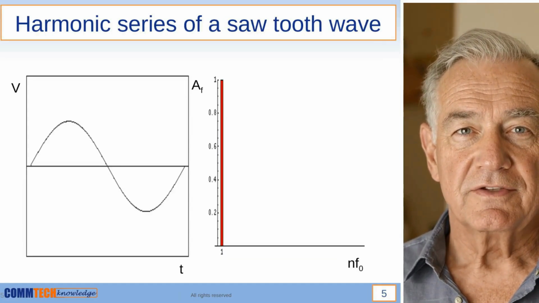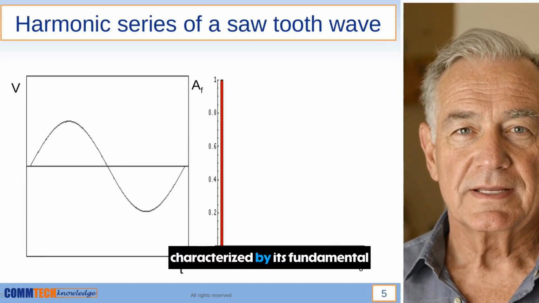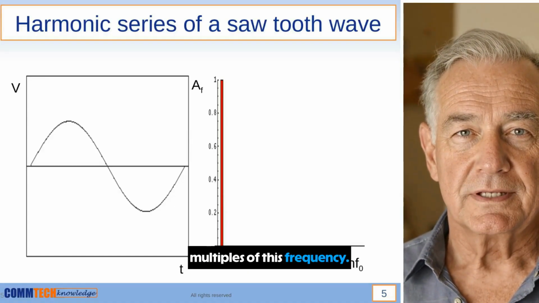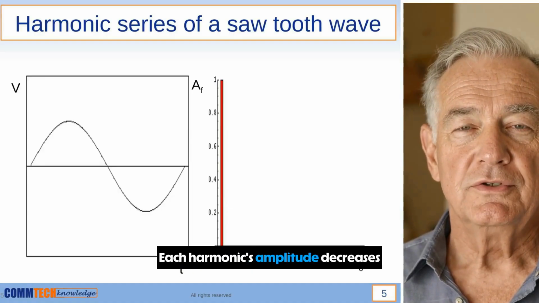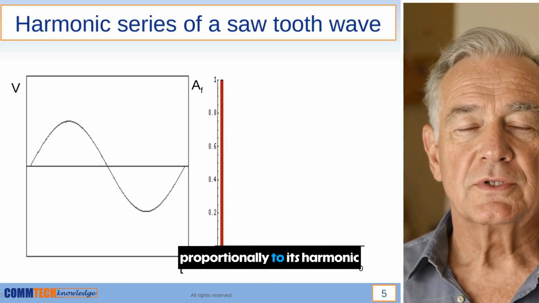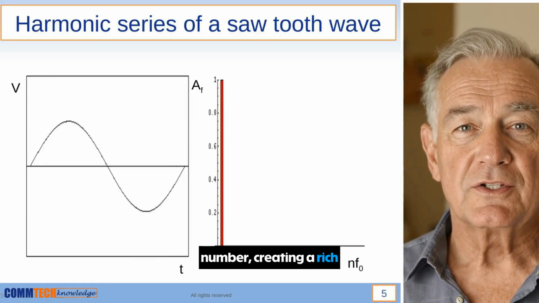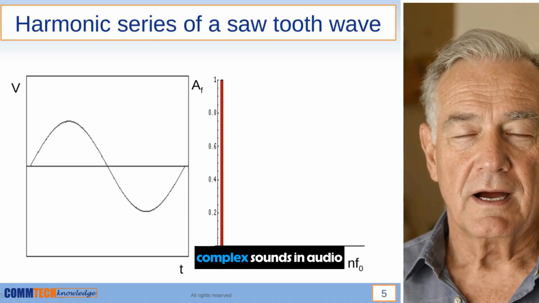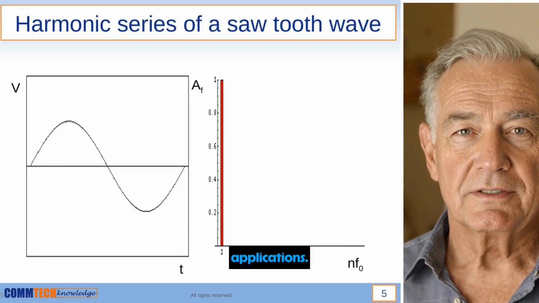The harmonic series of a sawtooth wave is characterized by its fundamental frequency and all integer multiples of this frequency. Each harmonic's amplitude decreases proportionally to its harmonic number, creating a rich spectrum. This property makes sawtooth waves ideal for synthesizing complex sounds in audio applications.